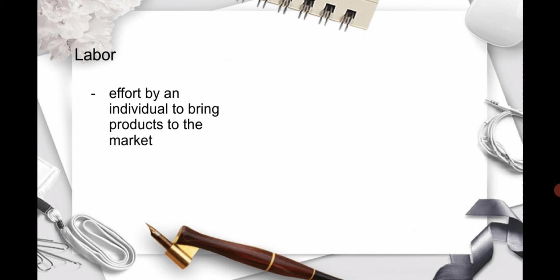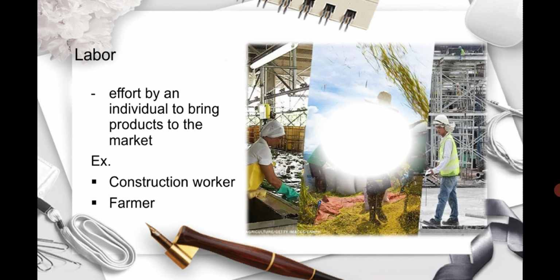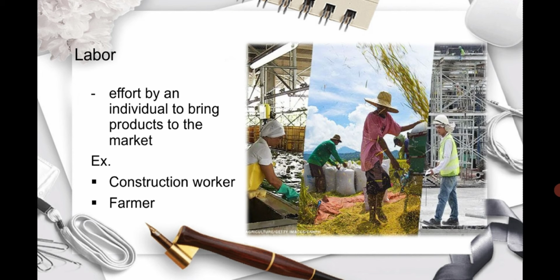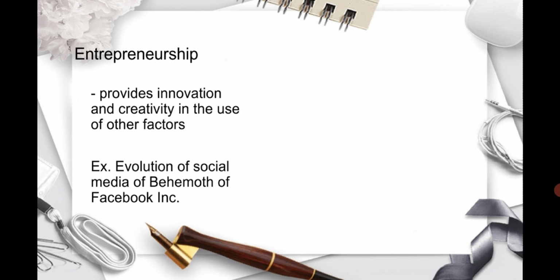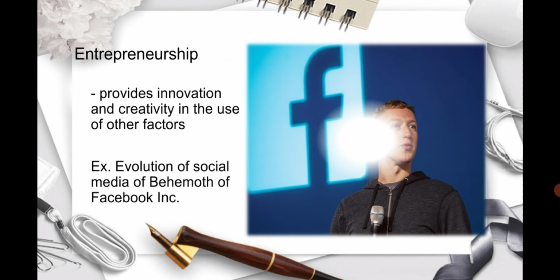Third is the labor. This is the effort of an individual to bring products to the market. For example, the construction worker at a working site, or a farmer who works on a farm. And the last factor of production is entrepreneurship. It provides innovation and creativity, and it is the secret sauce that combines the previously discussed factors: the land, the capital, and the labor. An example for this is the evolution of social media behemoth Facebook Incorporated.